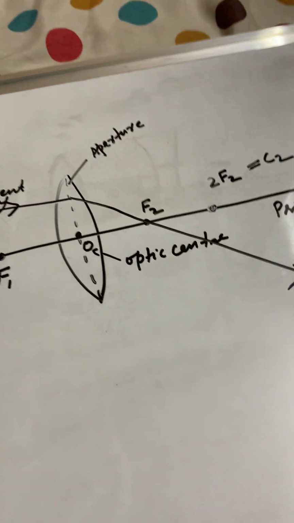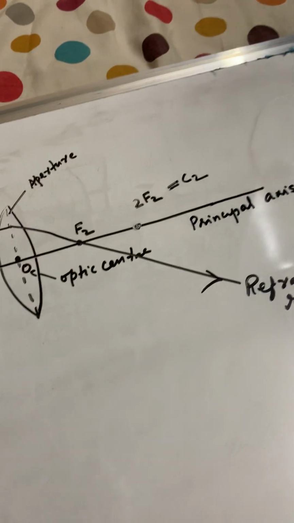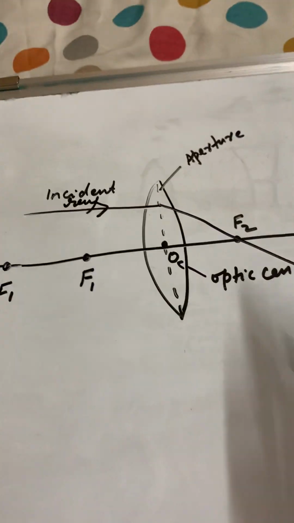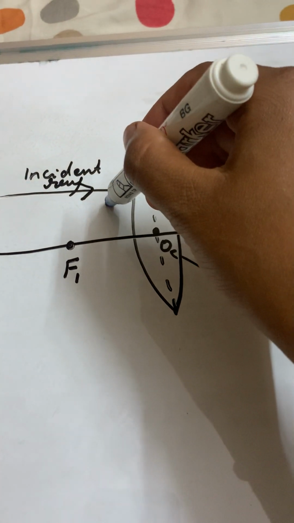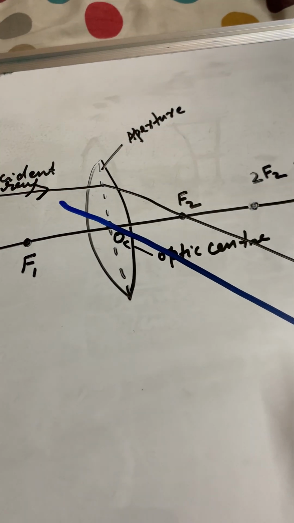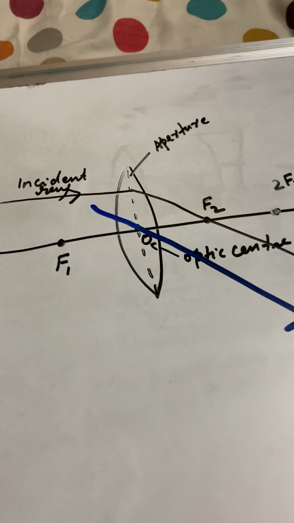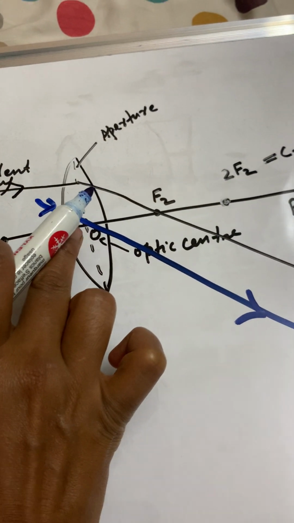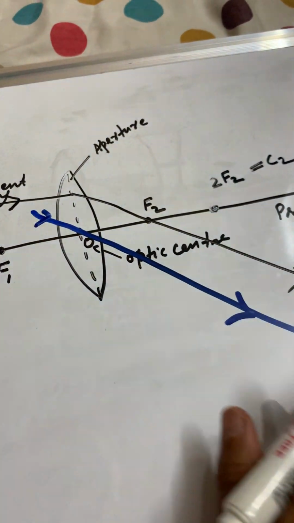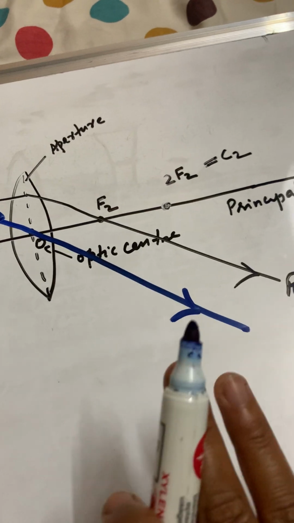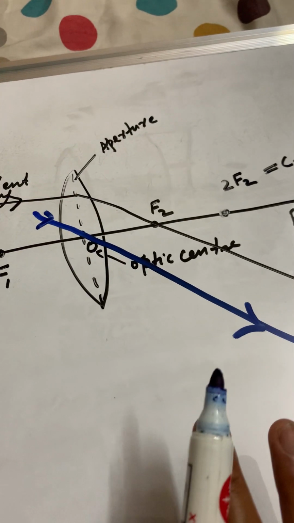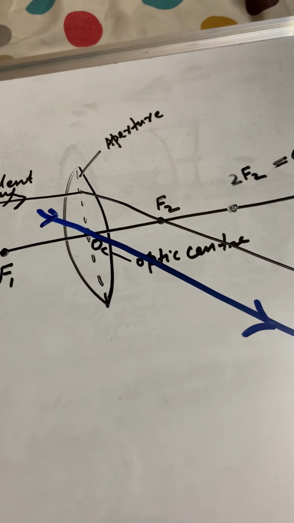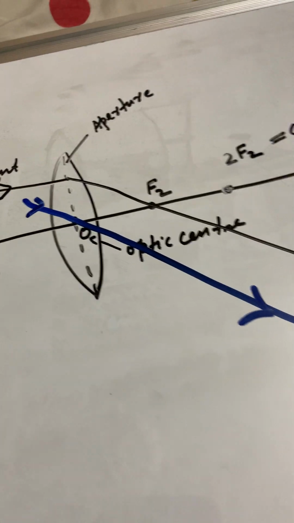Another, rule number 2. Let me use the other color to be more clear about it. If a ray is passing through the optic center, then it should pass undeviated. All right, now this incident ray, if it is passing through the optic center, it should pass undeviated. So if you use these two rules in case of convex lens, you will be able to make all types of ray diagram. We will take one example and later on we will study in detail.